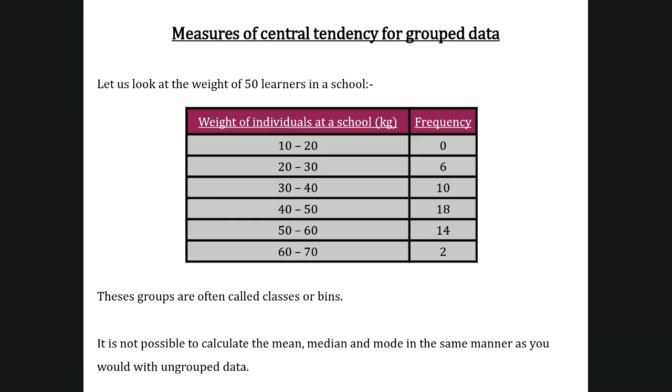The first thing that you do with the mode is identify the interval that we're using, the modal interval. How we do this is we look at the interval that has the highest frequency. And as you can see here, 18 is the highest frequency, and so the interval is 40 to 50. And so this becomes the interval we're working with. And then we use our formula.